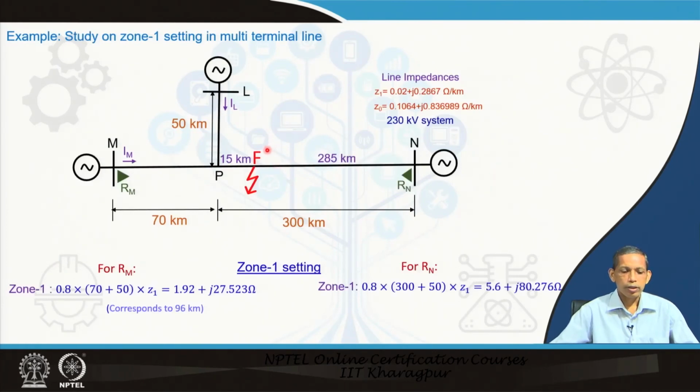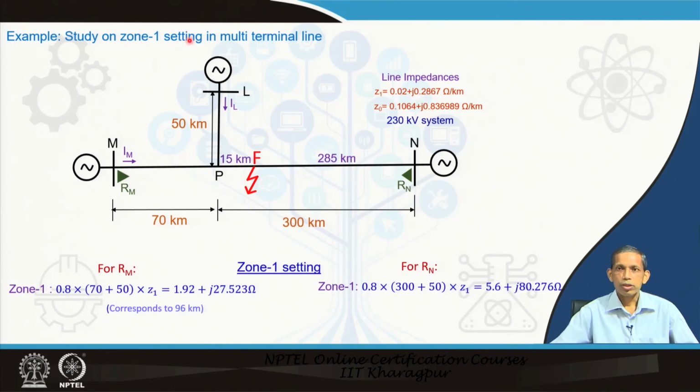Now, we will take a simulated case example of how zone 1 performs in a multi-terminal line in a 230 kV system, the way we have presented for a 3 terminal line. It has a 50 kilometer section here, a 70 kilometer section, and we have a 300 kilometer long line from P to N section. The zero sequence and the positive sequence per kilometer impedances are available to us.